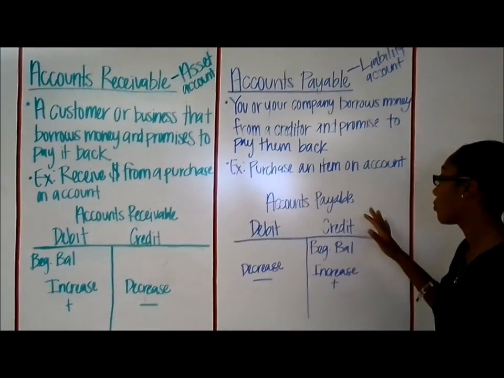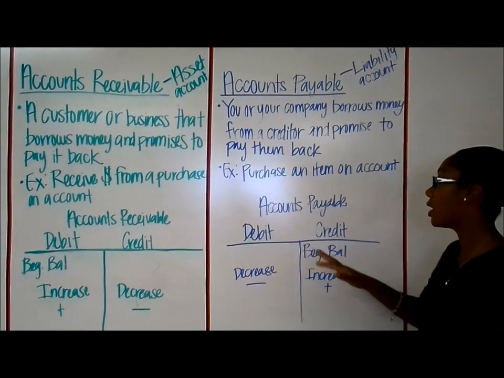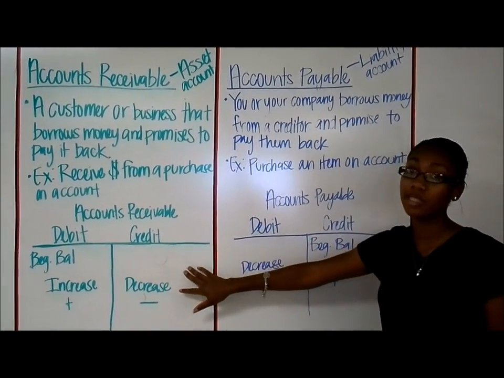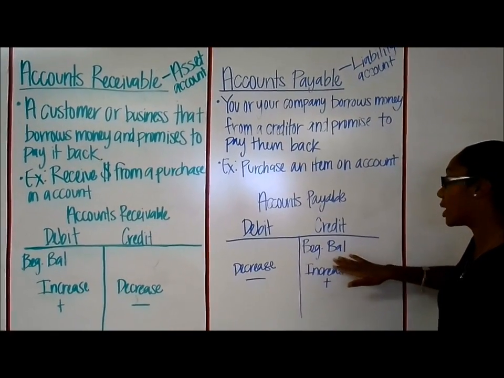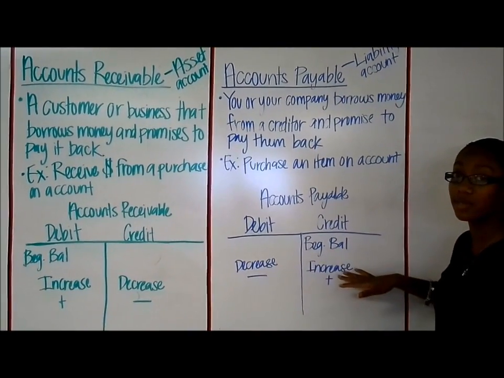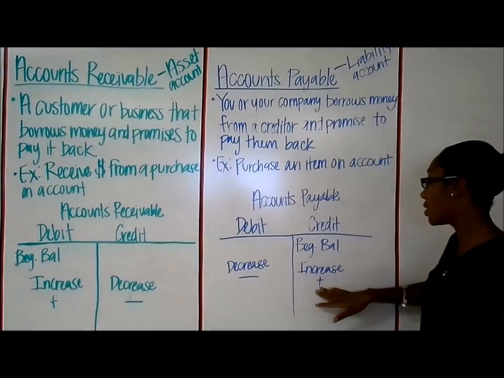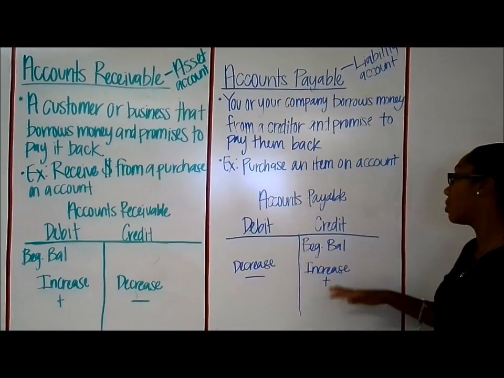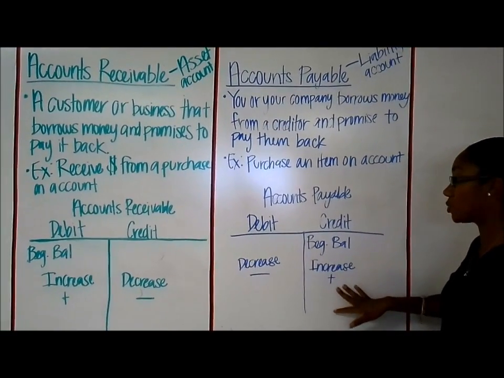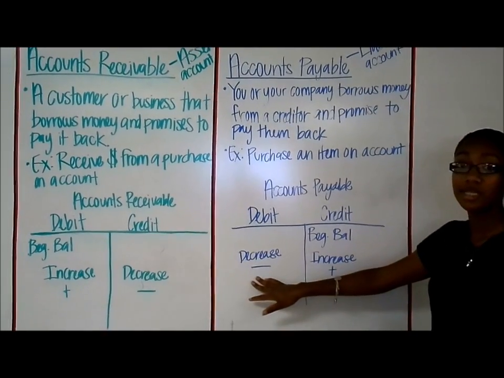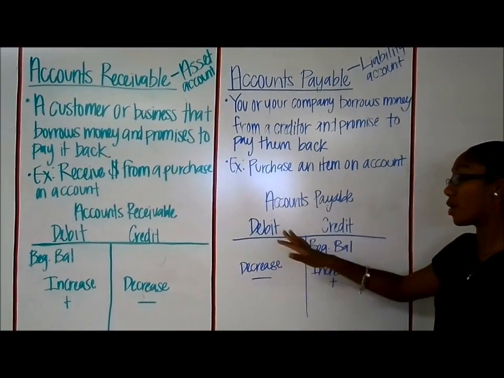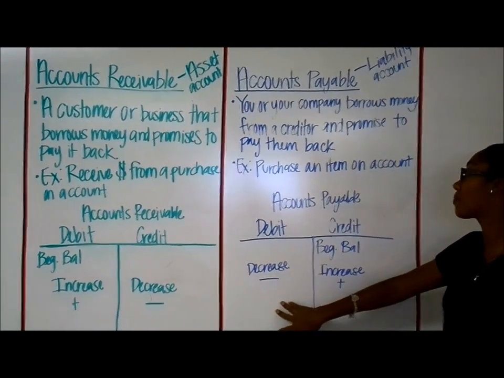So the T account for accounts payable, it would be the opposite of accounts receivable. So the beginning balance is on the credit side of the T account, and any increase to accounts payable will be on the credit side of the T account as well. And any decrease to accounts payable would be on the debit side of the T account.